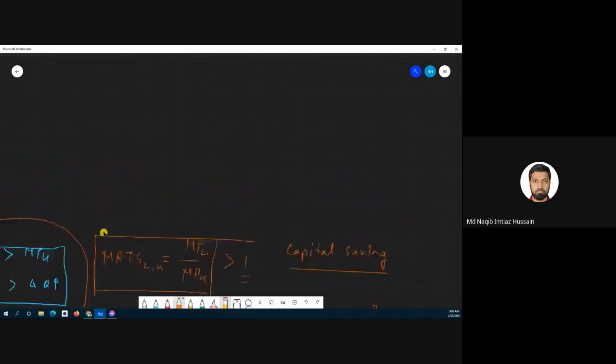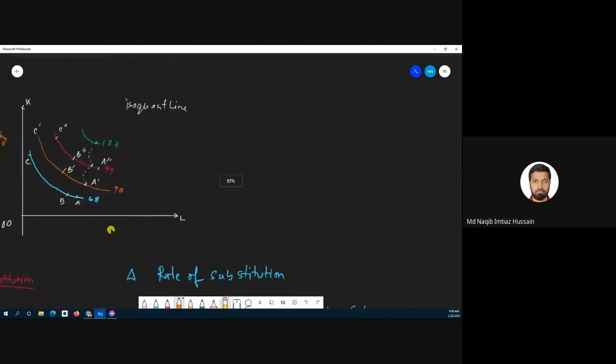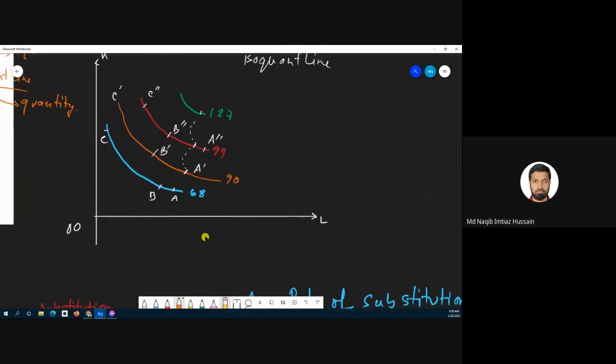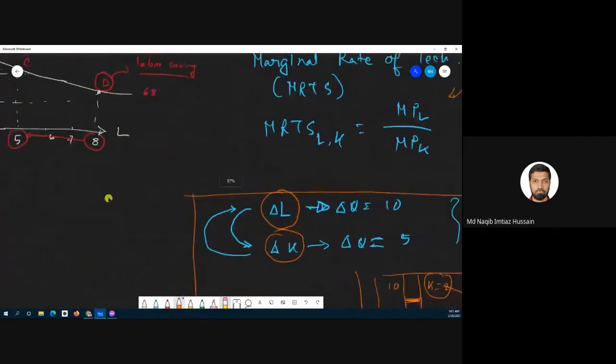Now going back to this graph, whether you want to operate at point A or point B or point C, it has to do with substituting labor for capital or capital for labor, right? Because you want to keep the same output level. Now the question is, where would you like to operate, right? That is the question. We are constantly telling you the same question so that you don't forget.